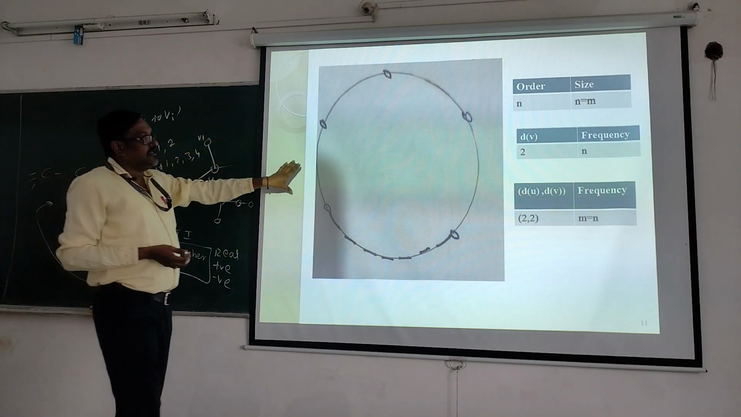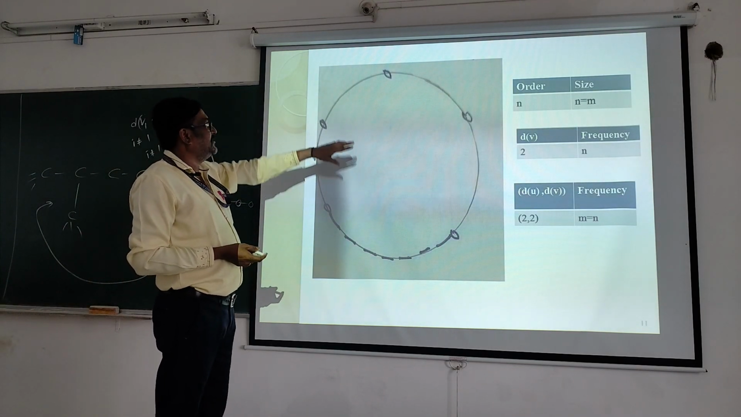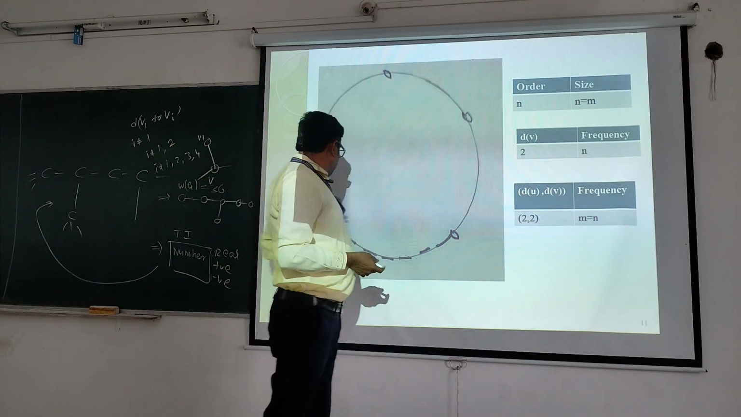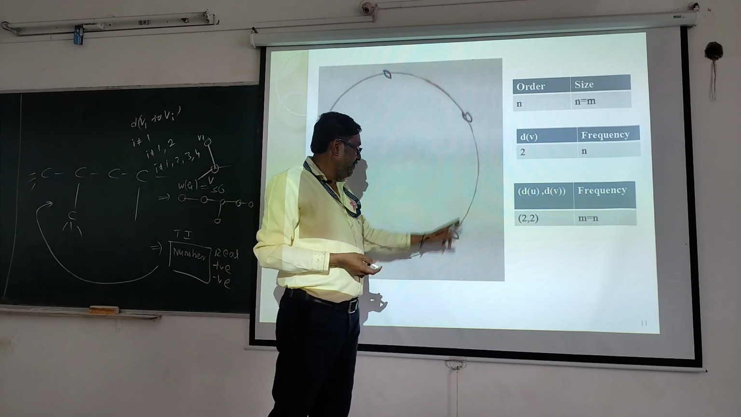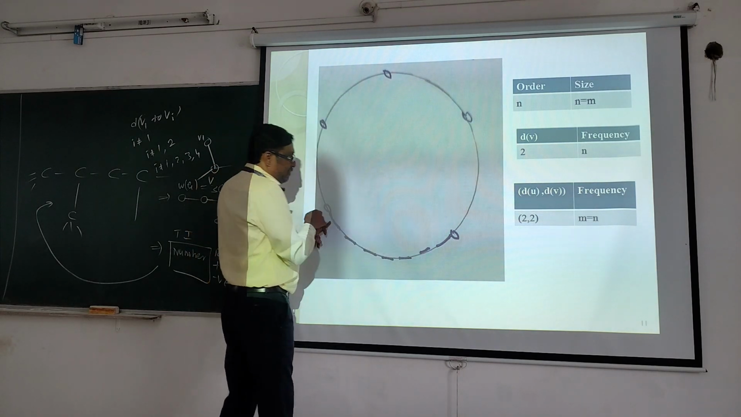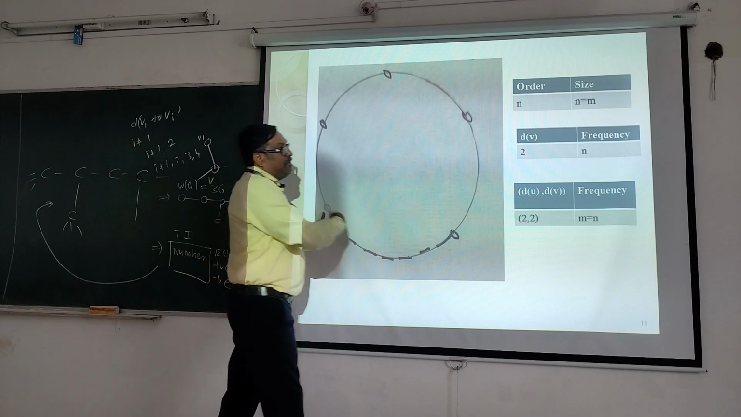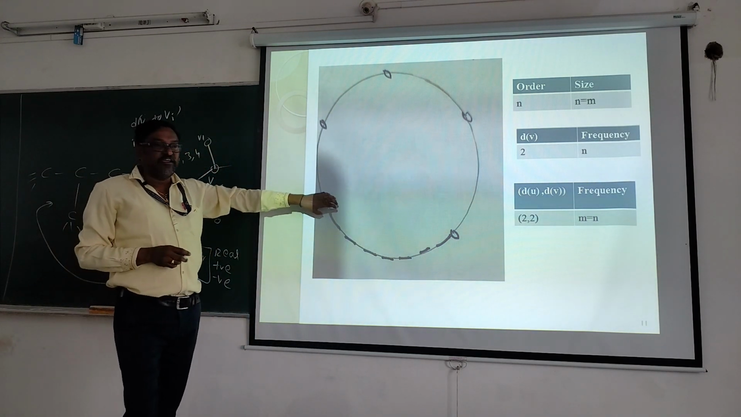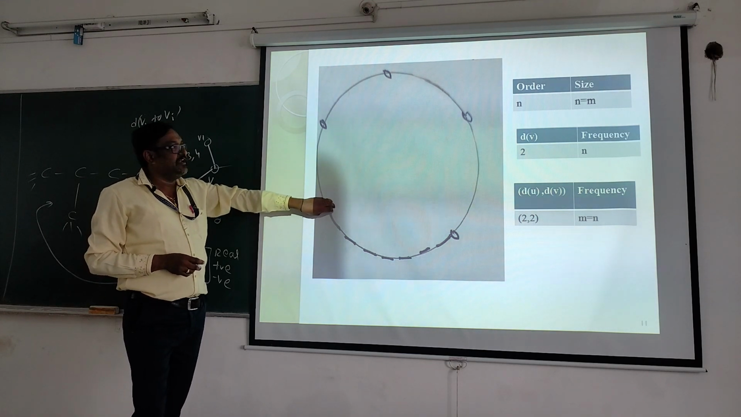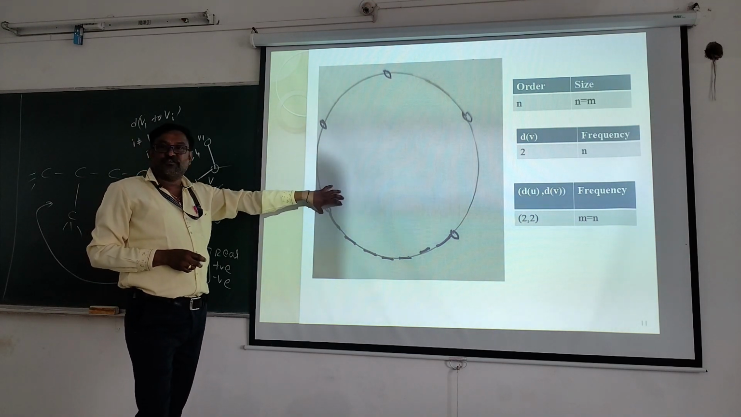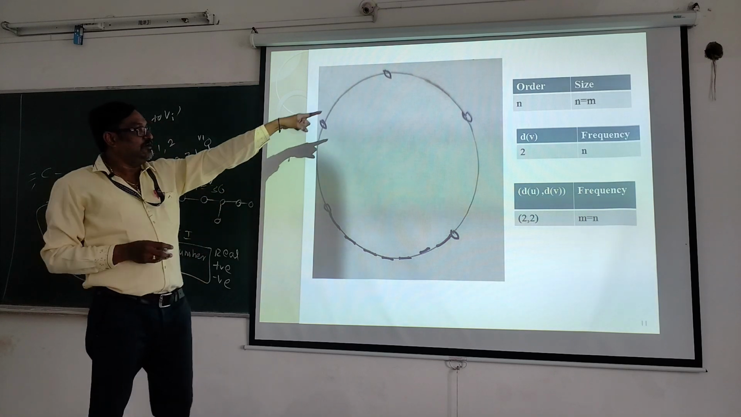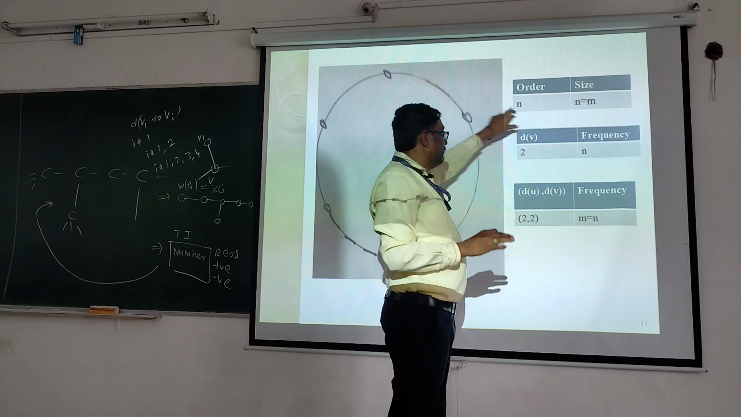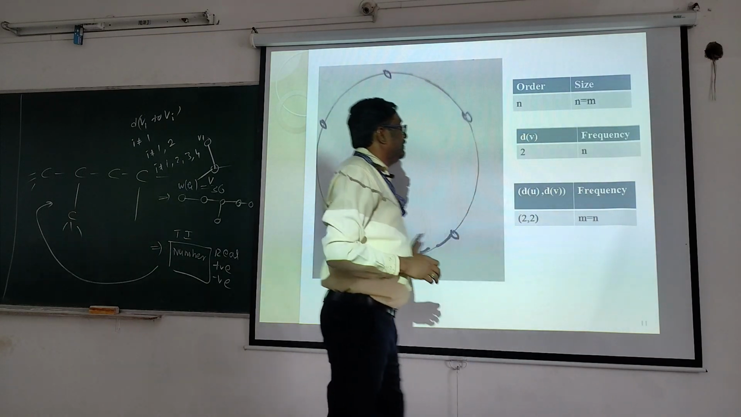Here I am interested in the first, second and third steps. We start with vertices V1, V2, V3, V4, up to Vn. Here the number of vertices is n. When the number of vertices is n, then obviously the number of edges is also n. So we get order n and size n, that means order n equals the number of vertices and size m equals n, the number of edges.